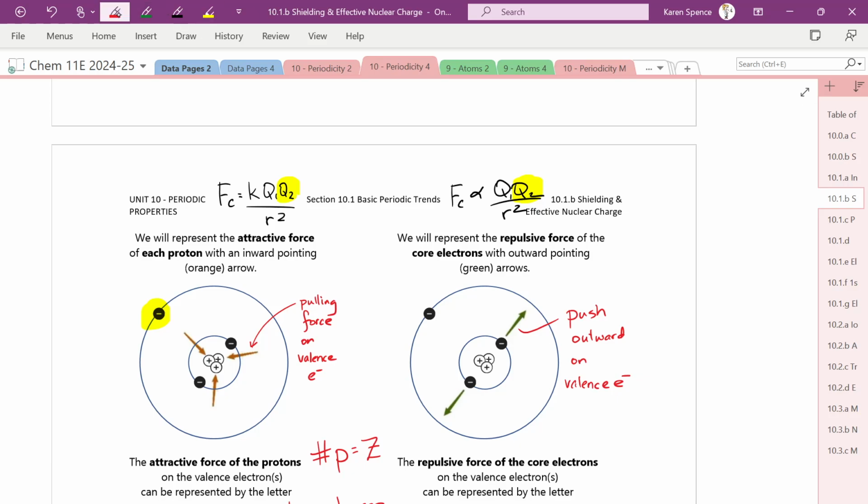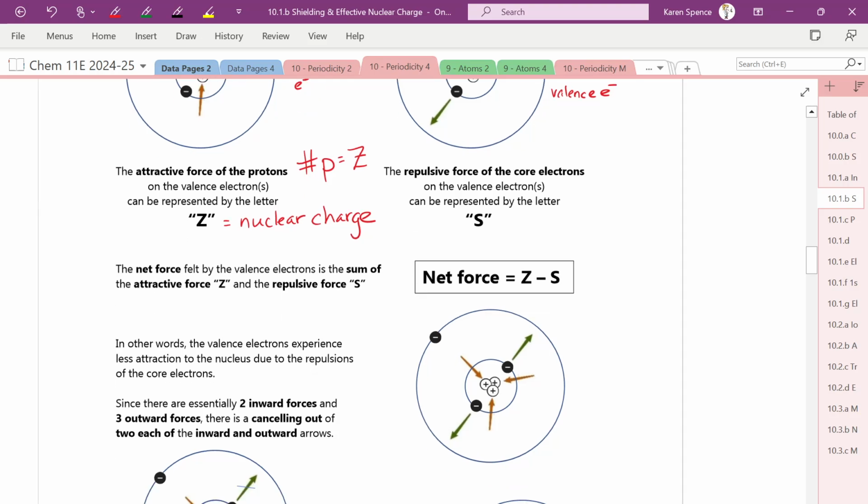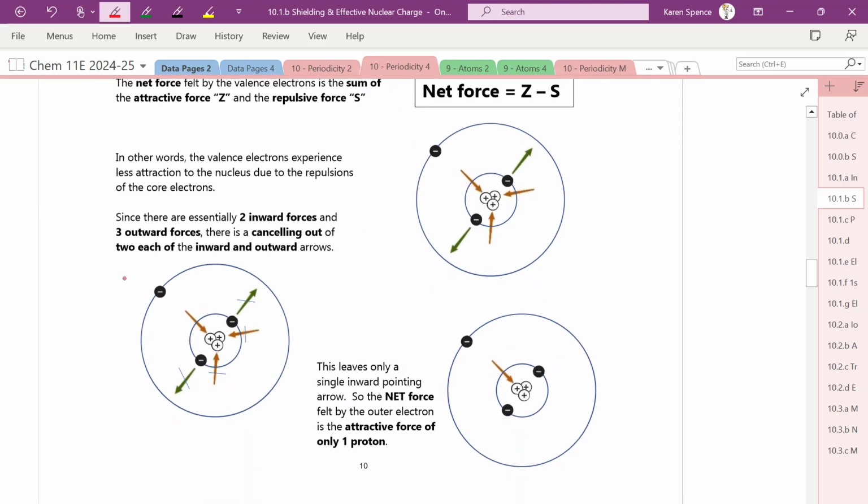So Q2, where can I write that? Q2, charge of valence electron, does not change.